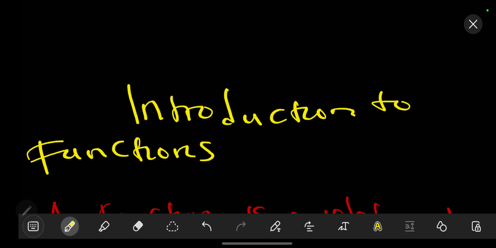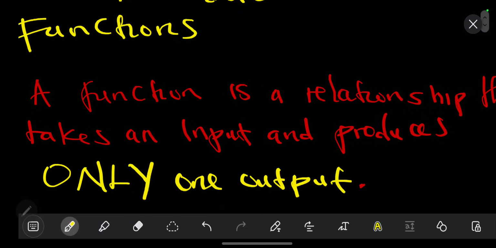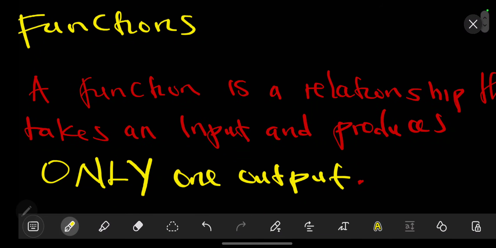So here today we are going to be doing our introductions to functions. So what is a function? A function is simply a relationship that takes an input and produces only one output. So this is our definition of a function. You only have, let's say, an input, and it should produce only one output.